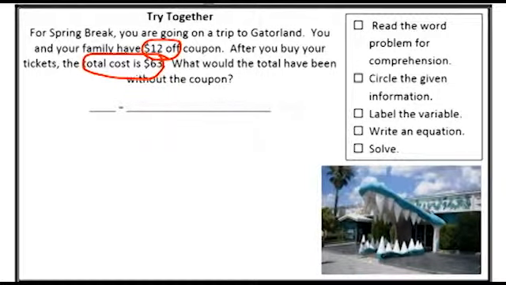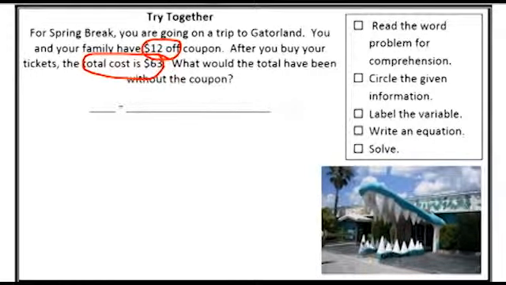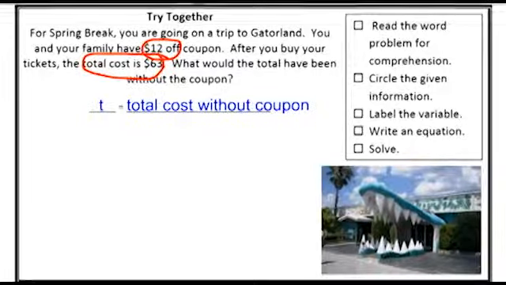What would the total have been? That's going to help us find the variable. Be specific. Don't just write total, because there was a final total, but there's a total cost without the coupon. Be as specific as possible.